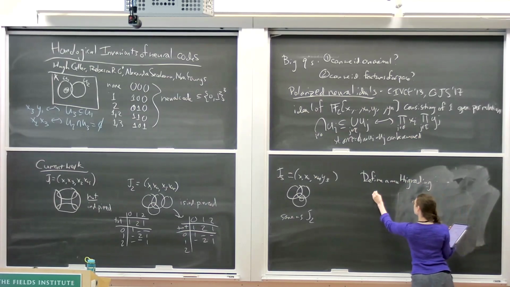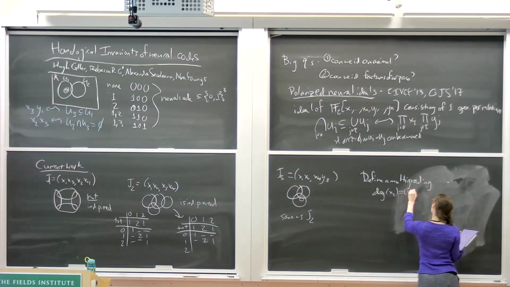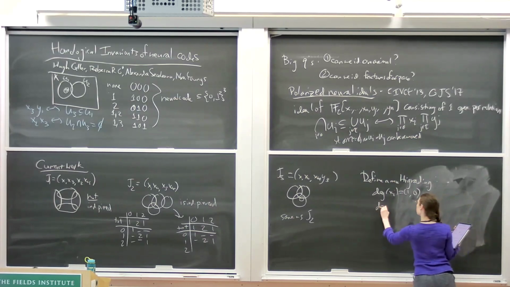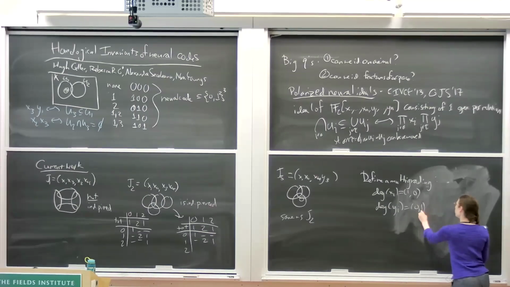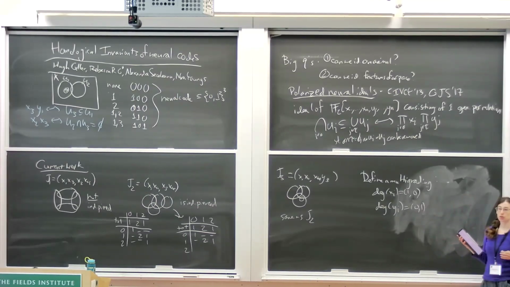So we're going to set the degree of xi to be (1,0) and the degree of yi to be (0,1). So we just want to know whether we've got an x or a y in the generator. Because here, something like xi xj is telling us two things don't intersect, whereas an xi yj is telling us one is contained in the other. So this will help us tell the difference.